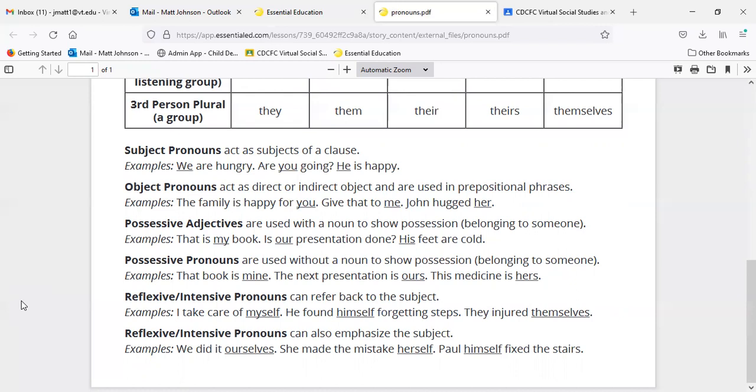So the family is happy for you. Give that to me. John hugged her, right? Who is getting hugged? She's getting hugged, but it's the object. So it's John hugged her, right?